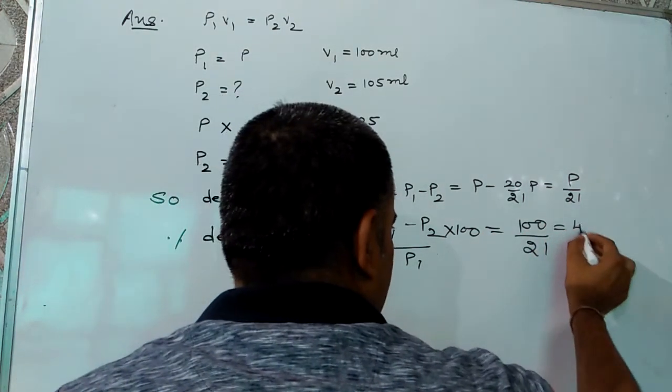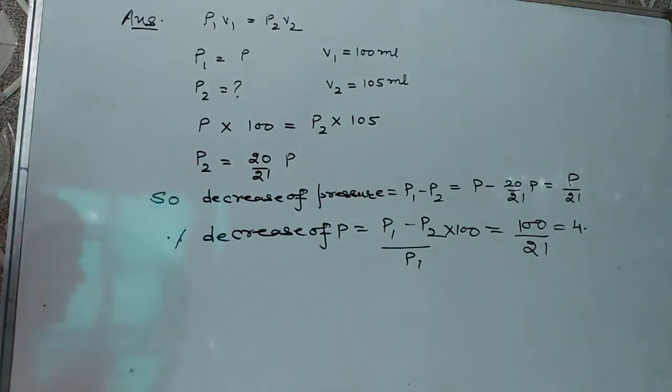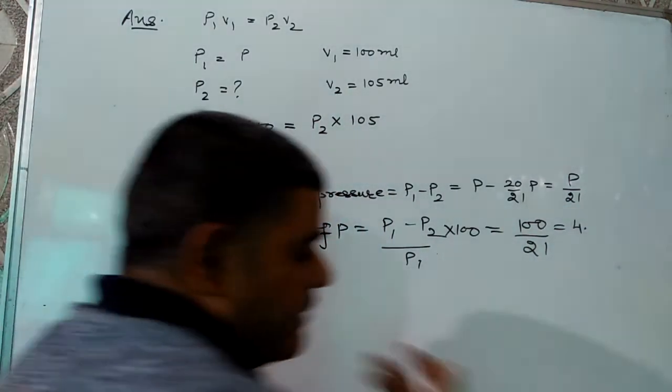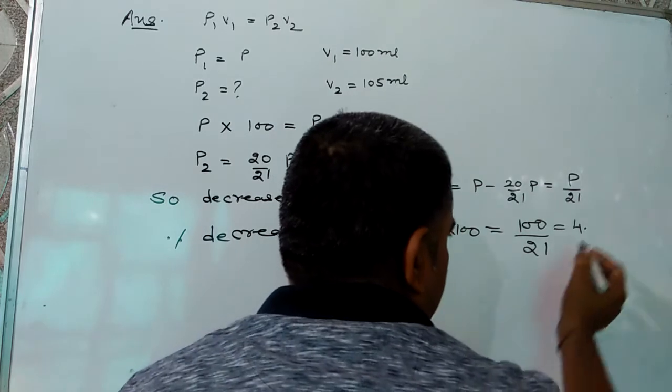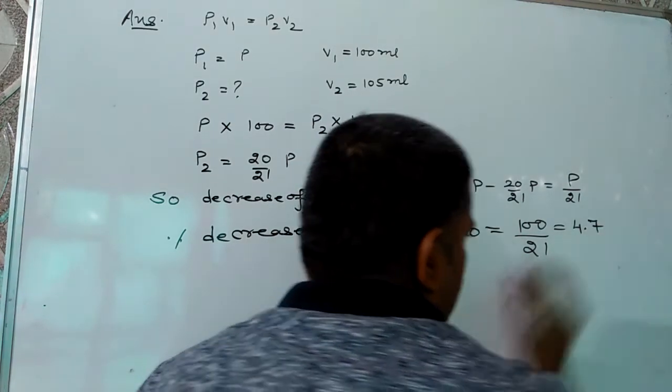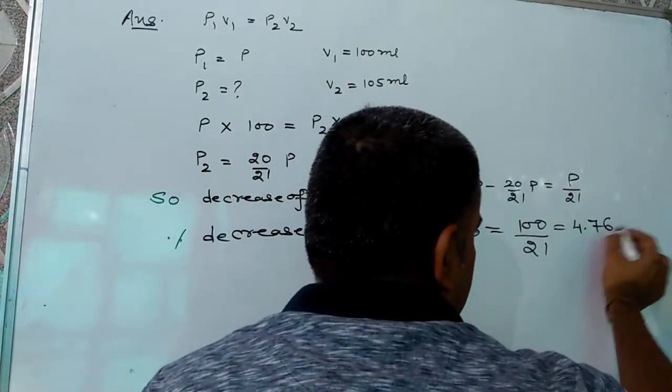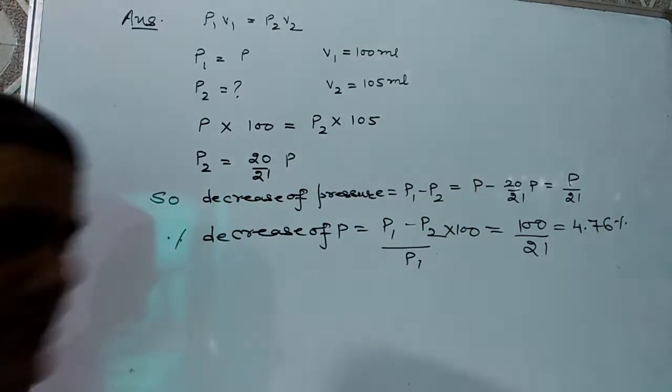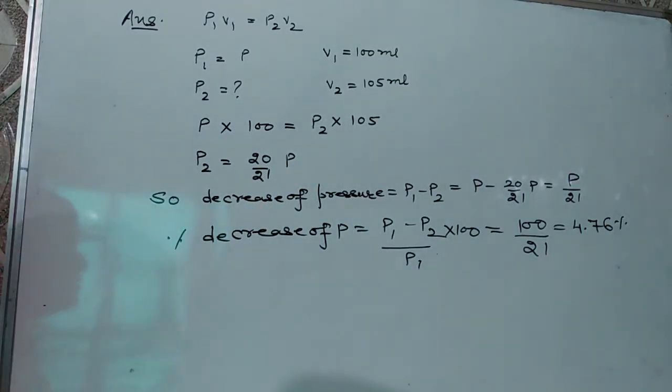and that should be equal to 21 for the 184, 16 carry 160, then it 7. That comes out to be 4.76%. This should be the percentage decrease of pressure.